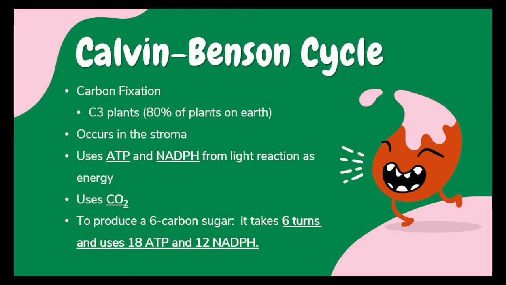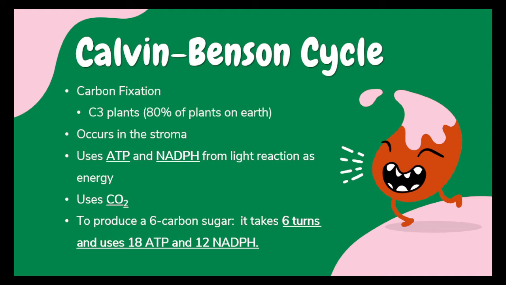Hello, everybody, and this is the third part of the video lecture on photosynthesis. Last time, we talked about the light reaction, and now we're into the Calvin-Benson cycle. This is also called carbon fixation in other references, and it's done by the majority of the plants here on Earth, the C3 plants.